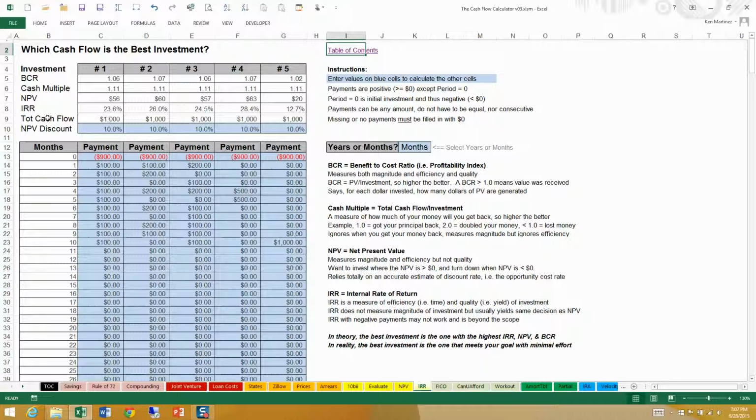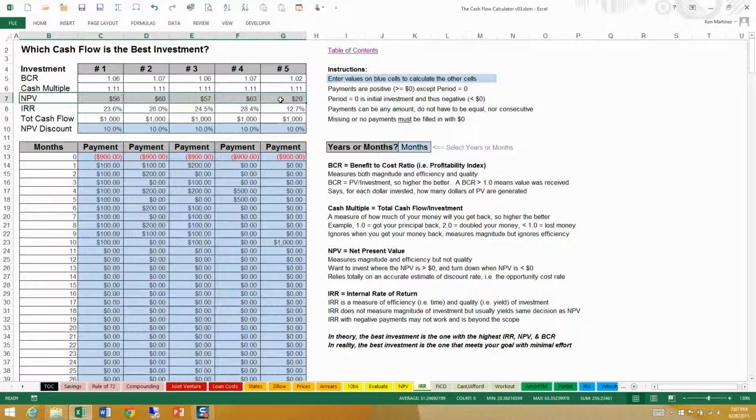You could just look at the total cash flow here. Now, these are all 1,000, so that's not really telling you much. And the problem with this is it doesn't incorporate the time value of money, but that's still one way. You can look at the internal rate of return, and in this particular case, you can see number 4 is the highest. So if the internal rate of return was your criterion, this would be the best one. Although it doesn't give you a dollar amount, so it really doesn't incorporate magnitude.